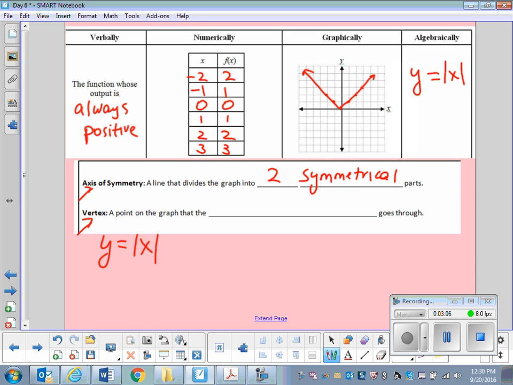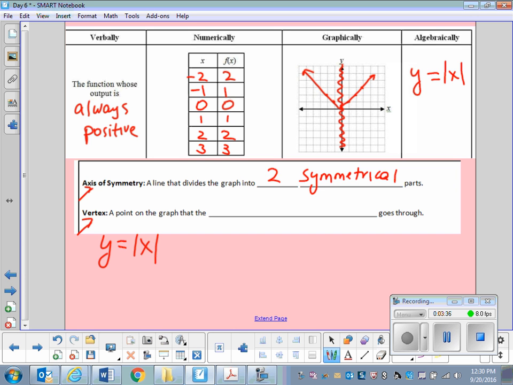So what is my axis of symmetry here, do you think? What is this line, axis of symmetry? What do you think it is on this graph? Which line would divide my graph into two symmetrical parts? Y-axis, right? So this is the line. This is my axis of symmetry. It divides my graph into two symmetrical parts.